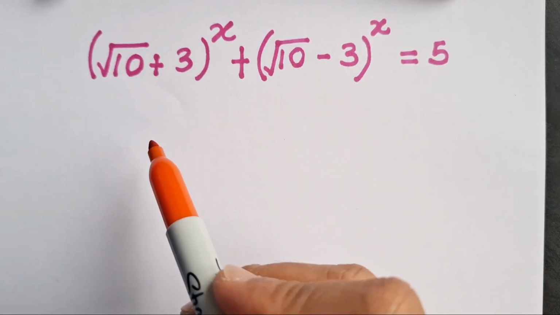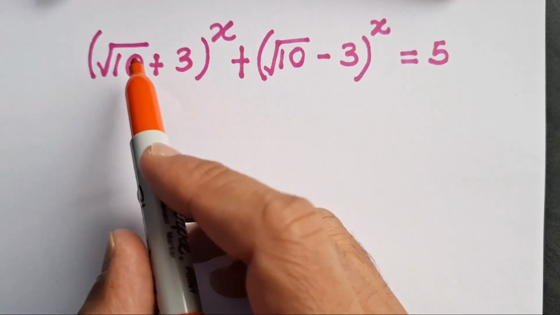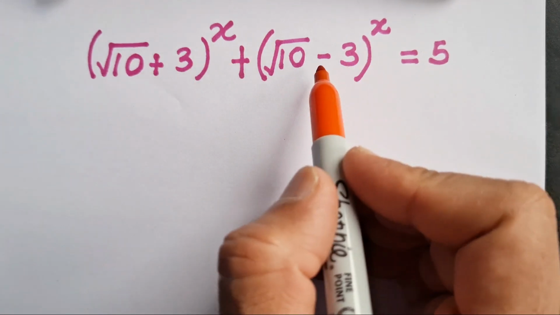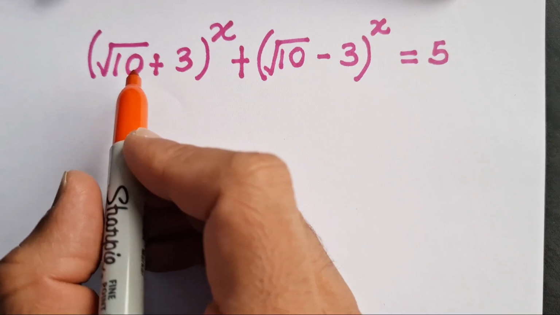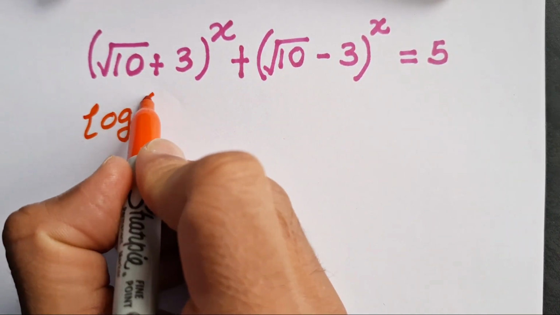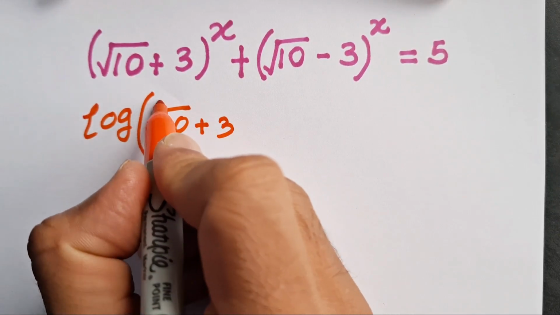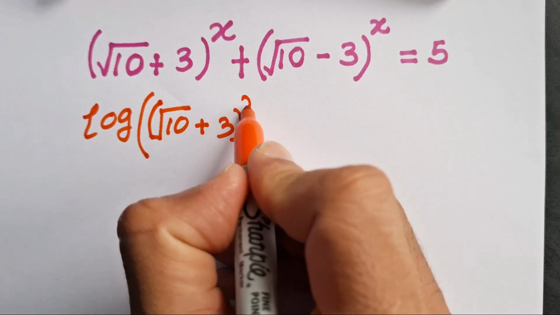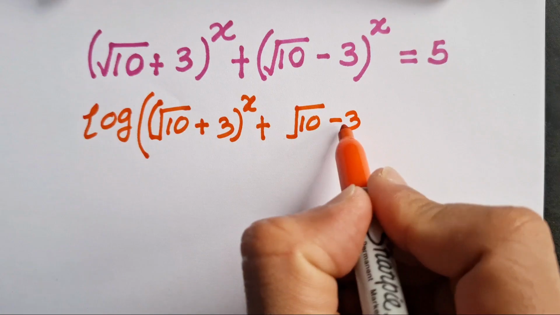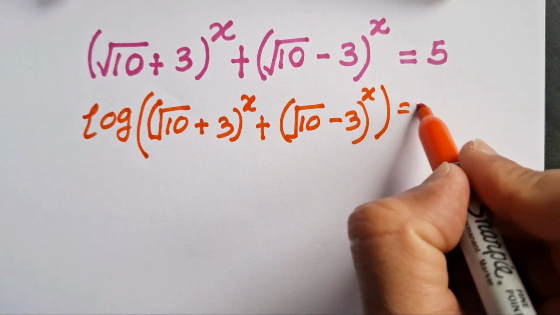How do we start to solve this problem? Can we take the logarithm at the beginning? Because there is always a nice connection between logarithm and exponential. What will happen if we take the logarithm at the beginning? We'll see. If I take the logarithm on both the left hand side and the right hand side, on the left hand side I have log of (square root of 10 plus 3) to the power of x plus (square root of 10 minus 3) to the power of x, is equal to log 5.